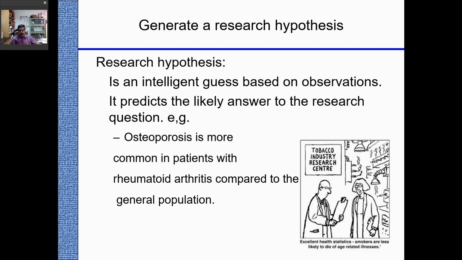It obviously means that the probable result you are going to present as a hypothesis is not gospel truth. It can change, but it is basically a likely outcome which you are predicting. So if you have a research question, is osteoporosis more common in cases of rheumatoid arthritis compared to the general population, the research hypothesis will be: osteoporosis is more common in patients with rheumatoid arthritis compared to the general population.